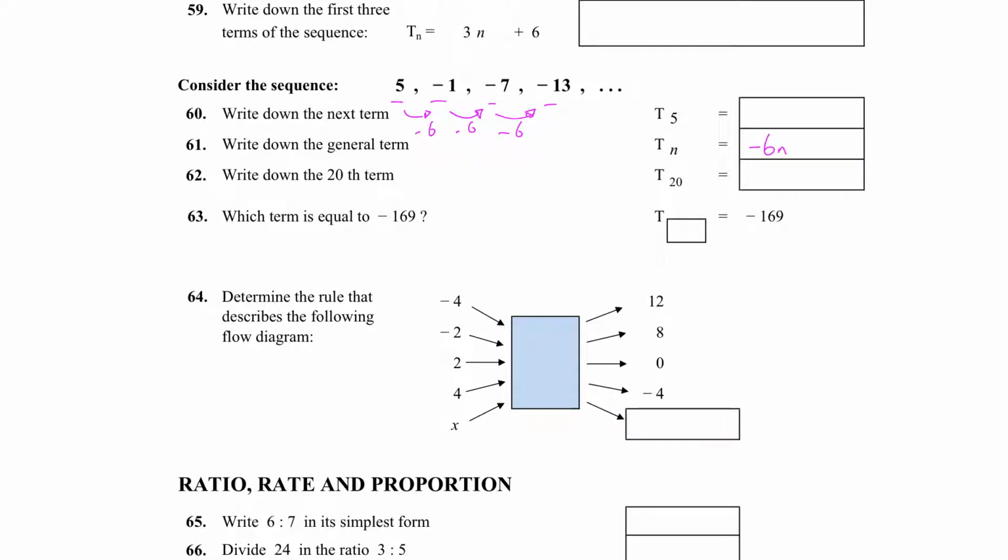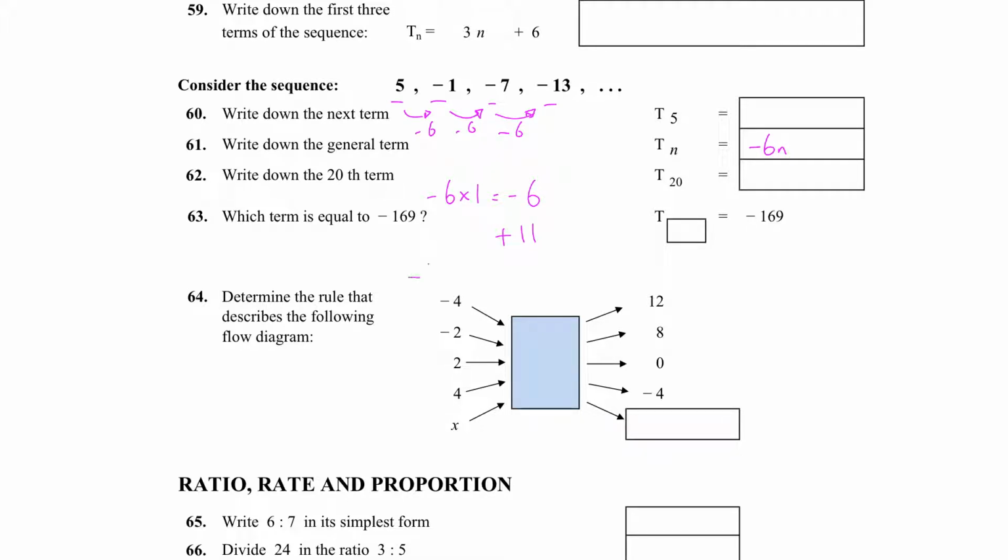Now let's check for our first term. If it were just minus 6n, then we'd say minus 6 times 1 for our first term is minus 6. But that's not quite right, because our first term is actually 5. So to get from minus 6 to 5, we need to add, well, let's add 11.